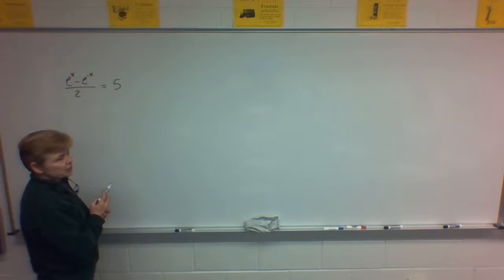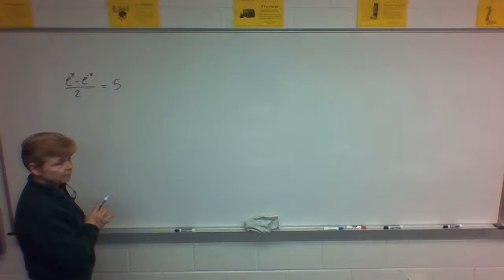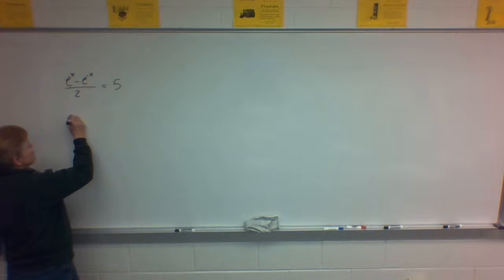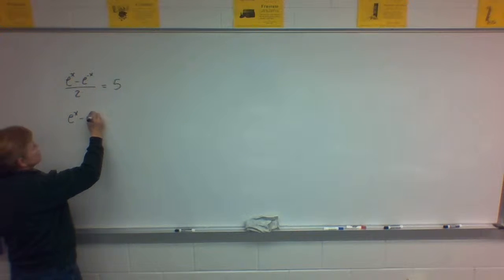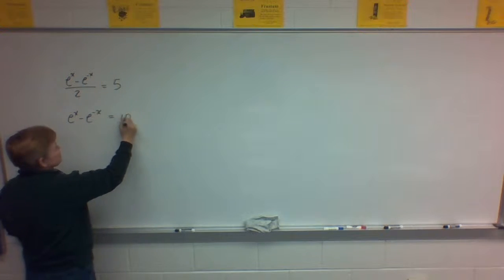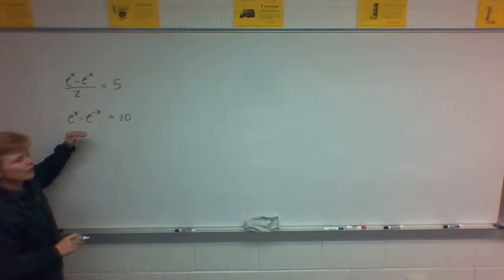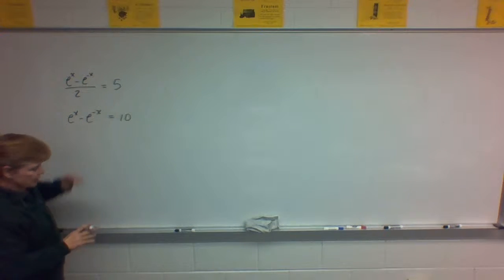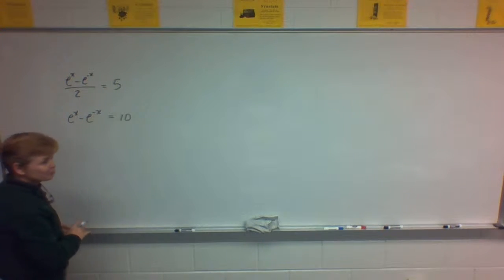First thing I would do is the easiest thing of all, which is to cross multiply. Is that okay? So the first move is to write e to the x minus e to the negative x equals 10. If you can get this far on your test, you will get no points at all. Just so you know. That's the easiest thing in the world.